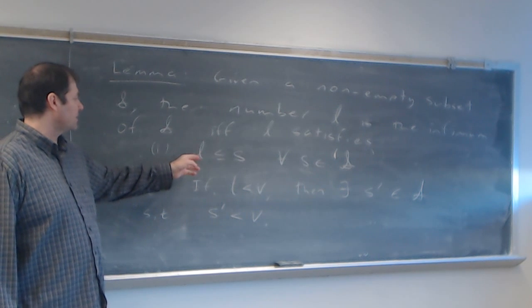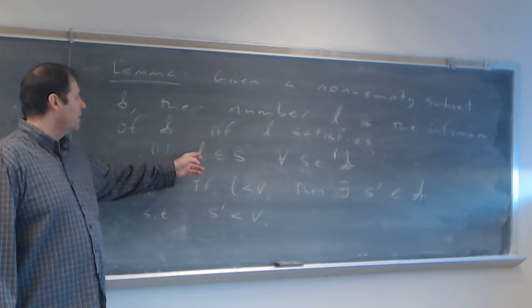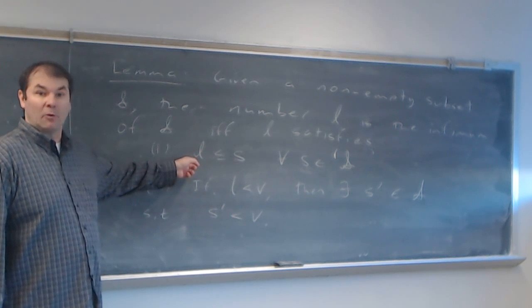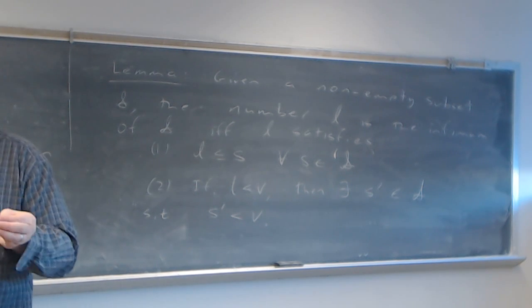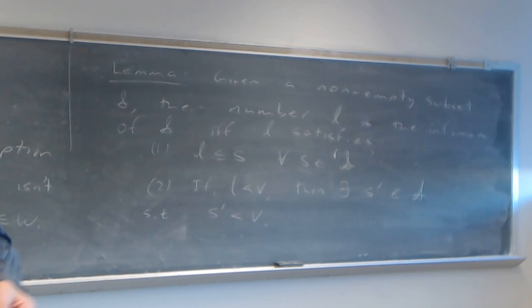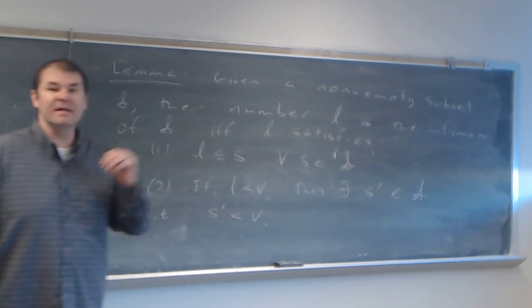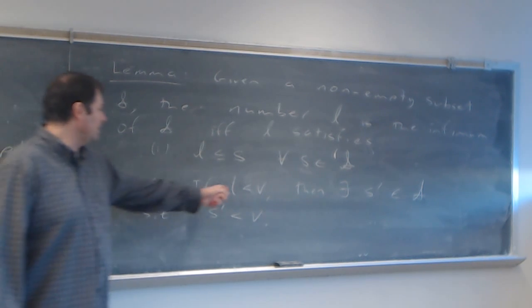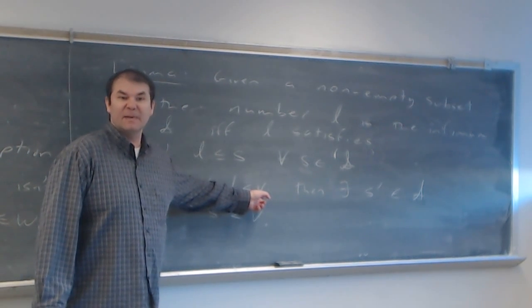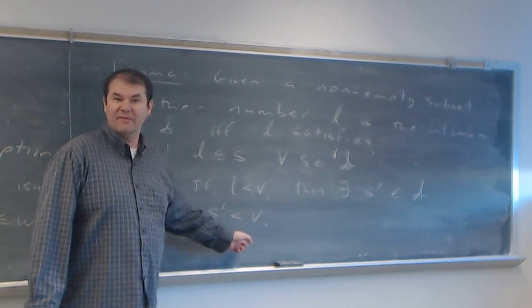Let's think about this for a second. Here's what I'm thinking. If you're the infimum, you're a lower bound. To be a lower bound, you've got to be smaller than or equal to everything in the set. That's what one is. Now, if you're the infimum, that means you're the greatest lower bound. You're the biggest thing that's a lower bound. So if you give me something bigger than it, it can't be a lower bound. That's what this is saying.